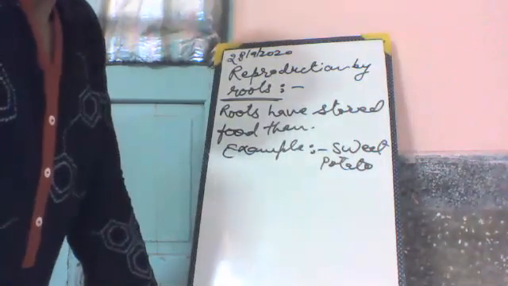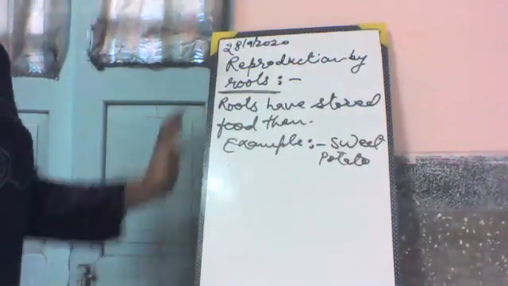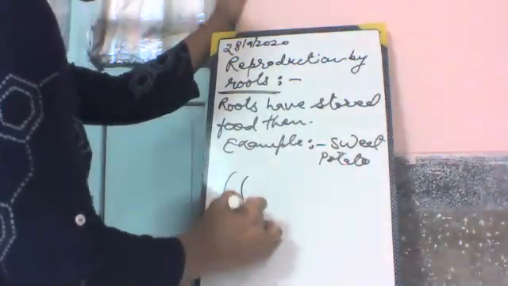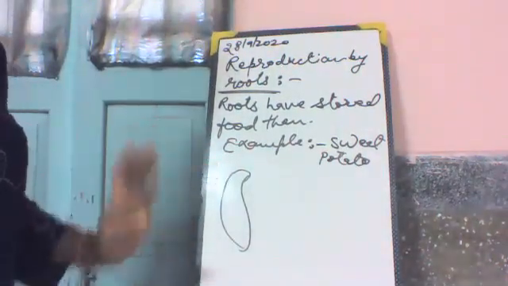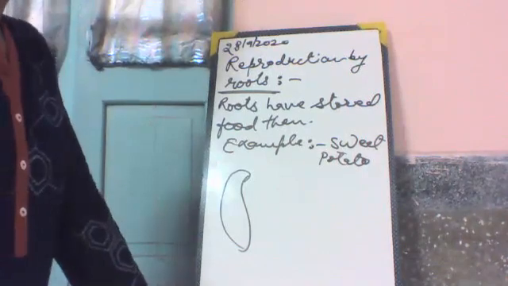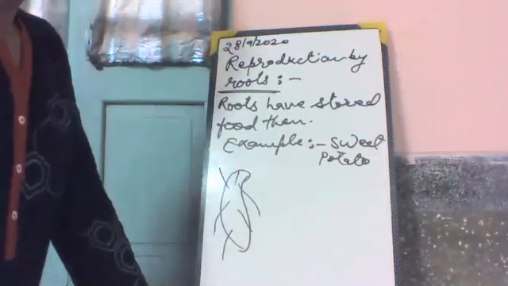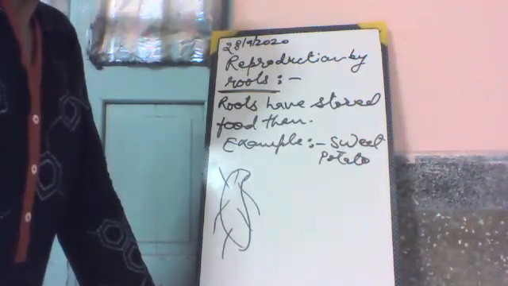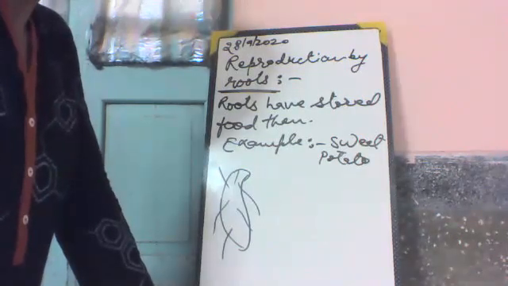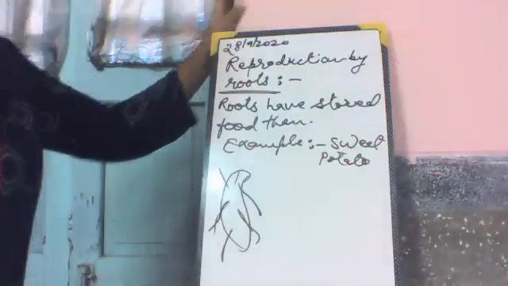Asparagus develops numerous large swollen fleshy roots. They have stored food in them. These roots contain a large quantity of food inside. Each such single root is capable of giving rise to a new plant. Each single root can grow into a single plant.